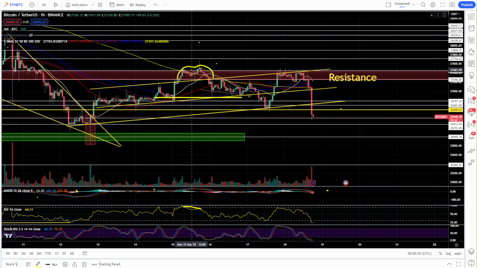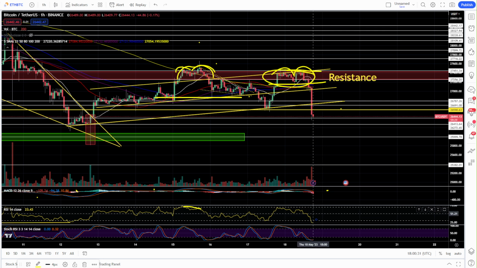The double top right here. Clearly double top, right? And then it's a lower low. I mean, it gets confirmed right here. Now, your RSI is all the way down here at 23, which is low. There's this support level here now.